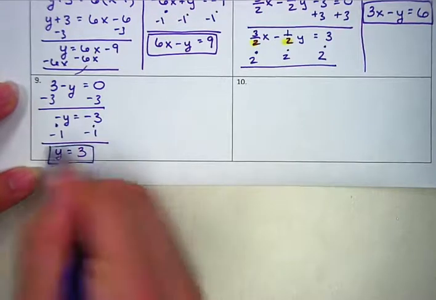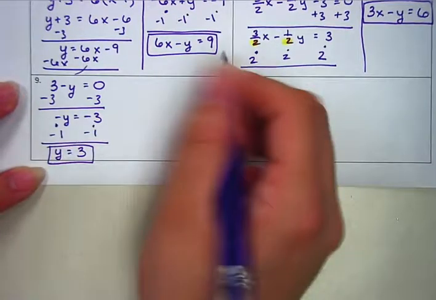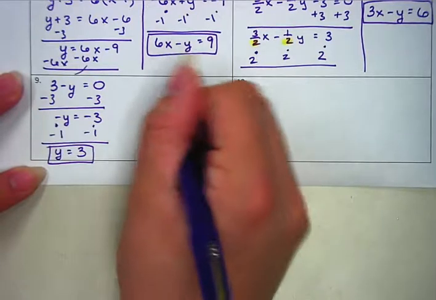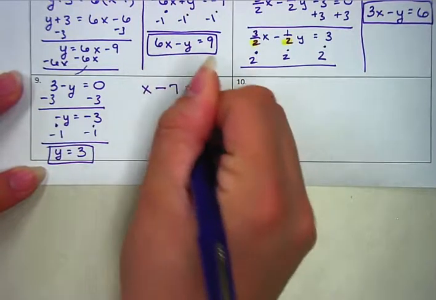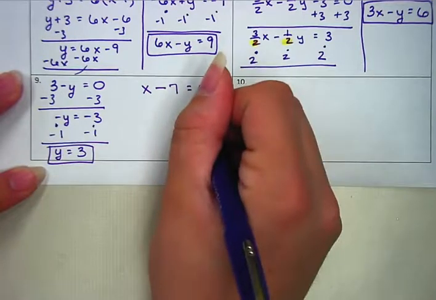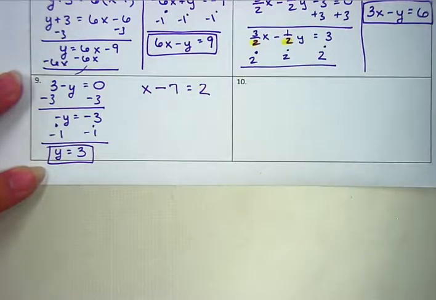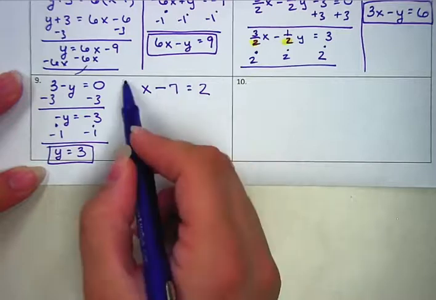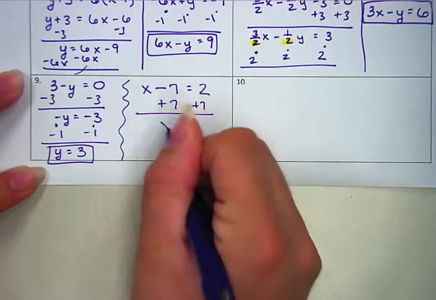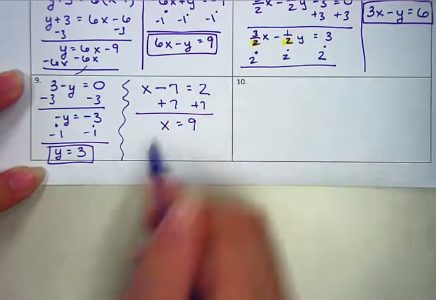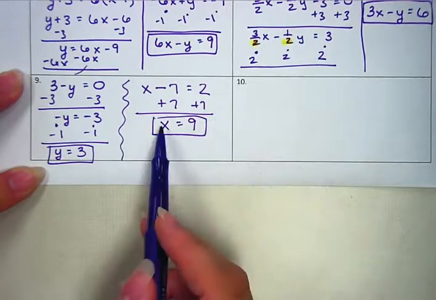So that's standard form. Conversely, if this had been an x, let's say this had been x minus 7 equals 2. No y's in this one. We would just add 7. So x equals 9. That is in standard form because the x is positive.